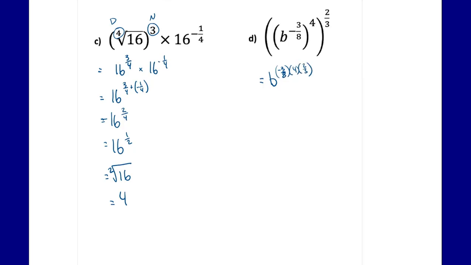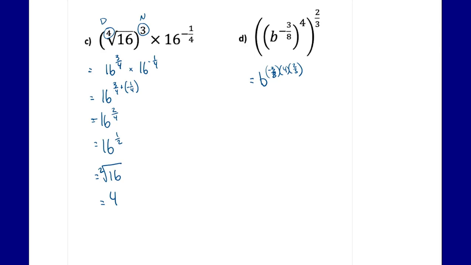Now I'm going to do this step by step. I'm going to do this one at a time. So negative 3 over 8, I'm just going to do this one at a time, times 4. When I multiply fractions, I multiply straight across. So this is negative 12 over 8. So this becomes b to the power of negative 12 over 8 times 2 over 3.